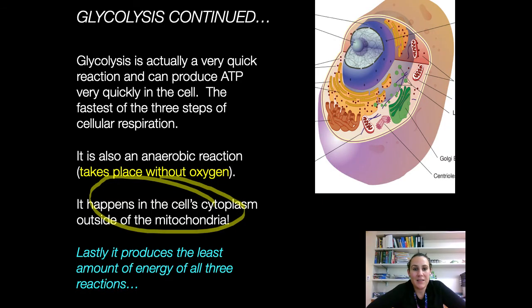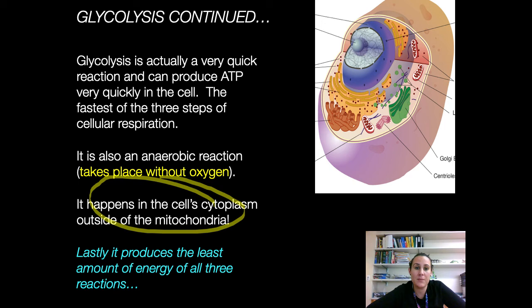So glycolysis is actually a really fast reaction, and I want you to write that down. If I were to ask you which of our 3 steps of cellular respiration is the fastest, it's glycolysis by far. So it makes ATP the quickest, but it makes the least amount of ATP. You'll notice that. So you might want to write that in your notes. It doesn't require oxygen. It's really fast. It doesn't require mitochondria, right? We've already gone over all of that.